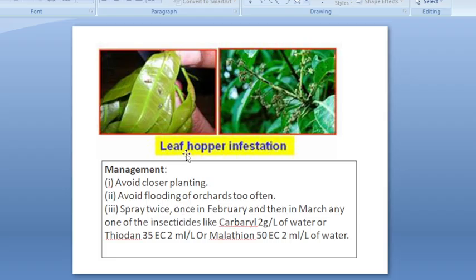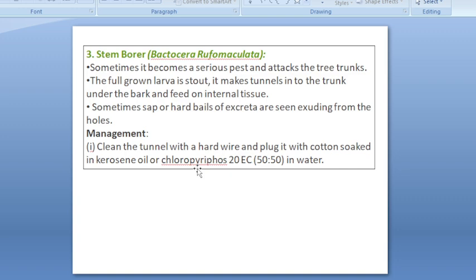It will affect the photosynthetic ability of the plant, and also it will cause a sooty mold problem. So we have to properly manage by spraying some carbaryl or malathion chemicals. Next is stem borer. This is a common problem. Batocera rufomaculata is a common problem in case of mango, and also the related crop like cashew.